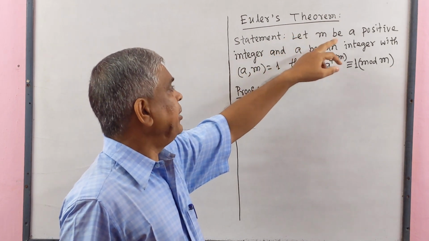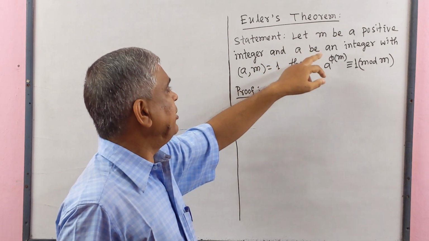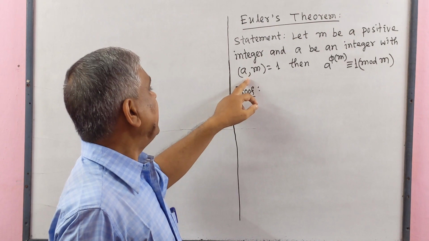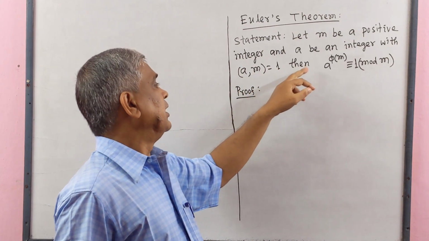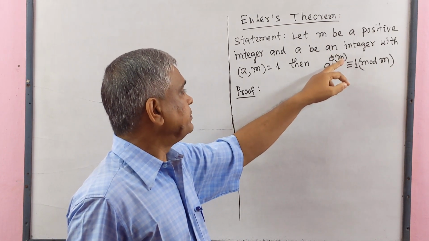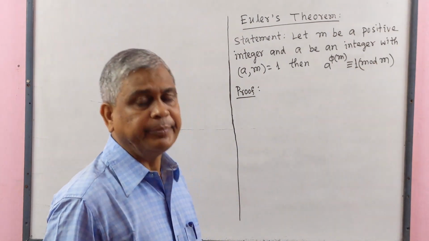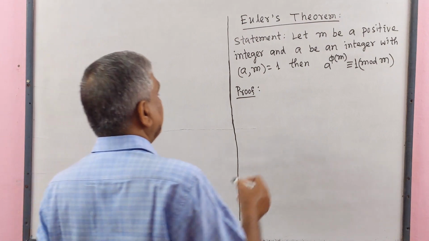Let m be a positive integer and small a be an integer with GCD of a and m equal to 1, then a to the power Euler's phi function of m is congruent to 1 modulo m. Now we prove this.